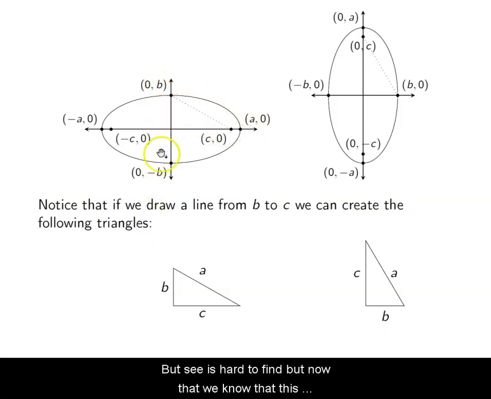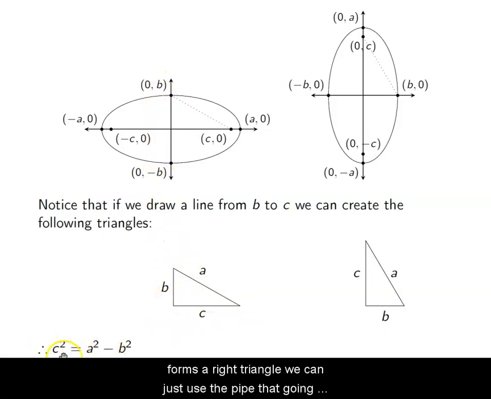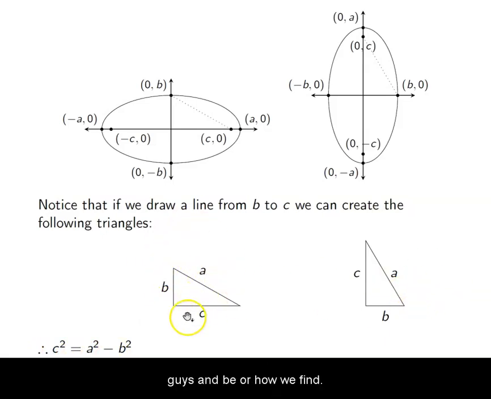But now that we know that this forms a right triangle, we can just use the Pythagorean theorem to solve for c. Right? So remember that we have this triangle, and the values of a and b are how we find the length of c. Okay.